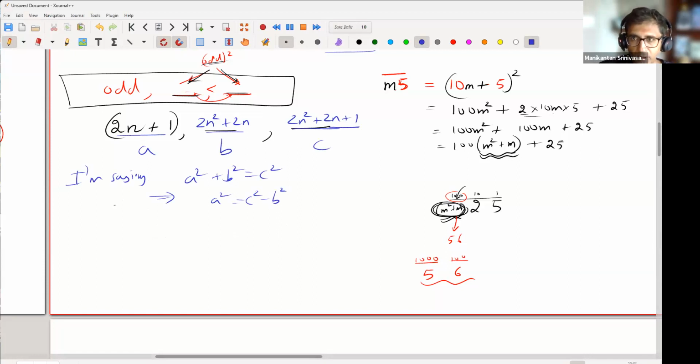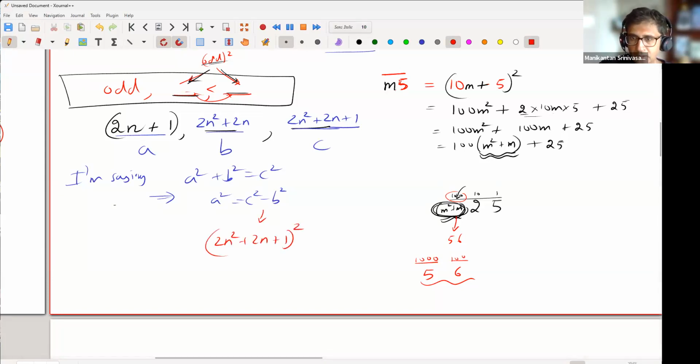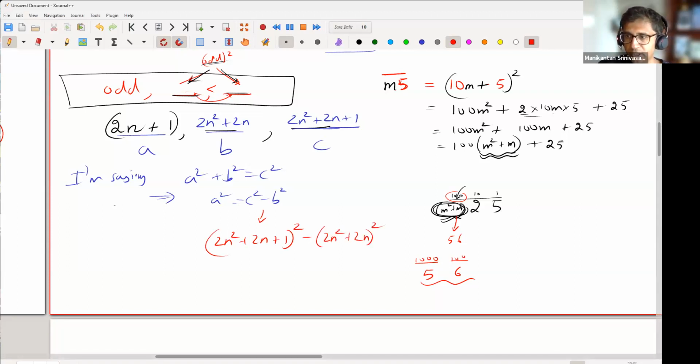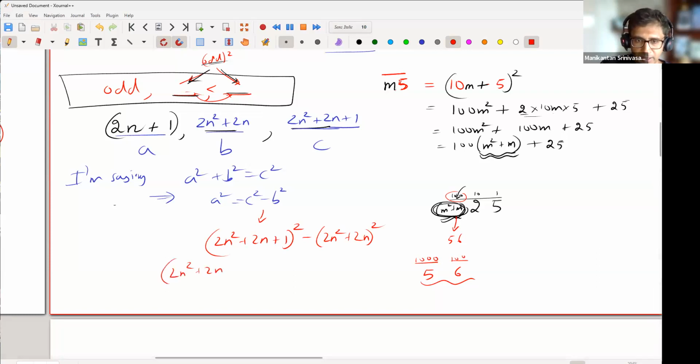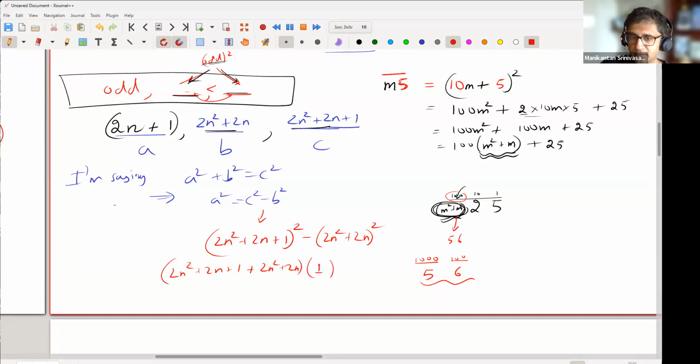Okay, so I'm going to verify. So what is C square? What is B square? I want to do the difference of these squares. Okay, and we all know what is x square minus y square. It's x plus y times x minus y. Okay, so x plus y would be 2n square plus 2n plus 1 plus 2n square plus 2n. X minus y is just 1 because these are two consecutive numbers. The difference is just 1.